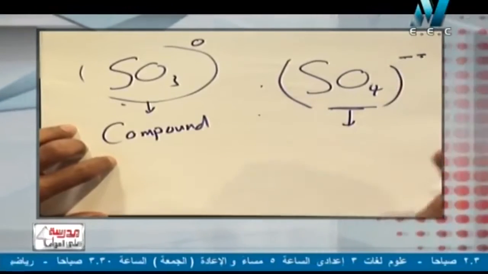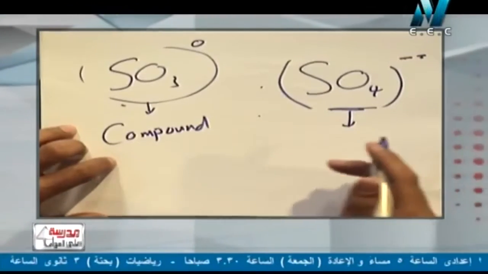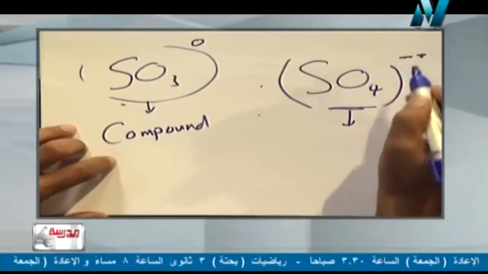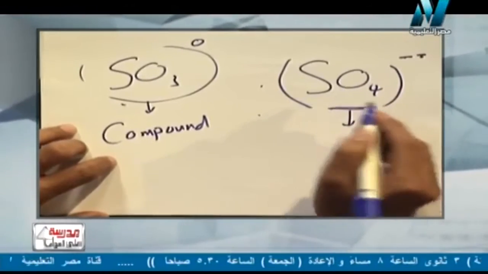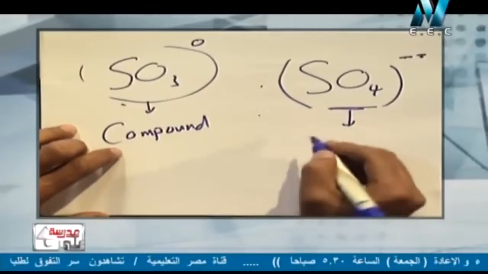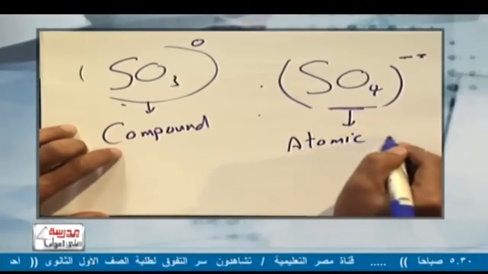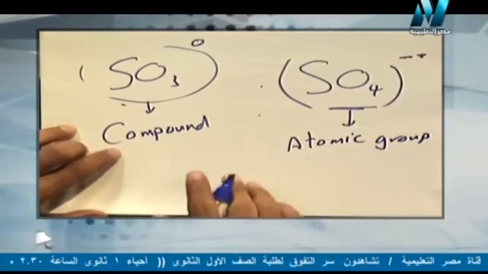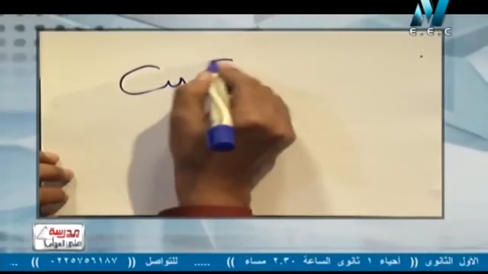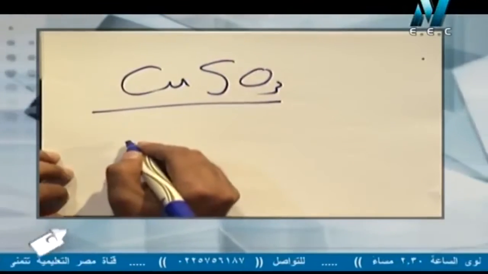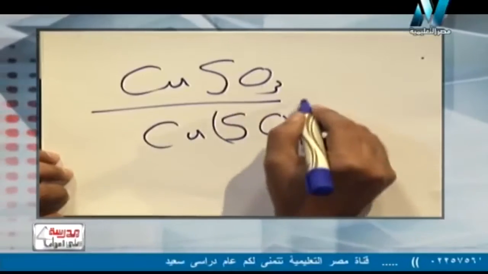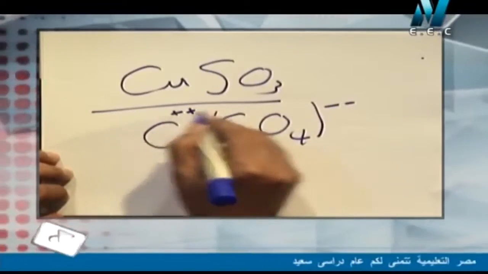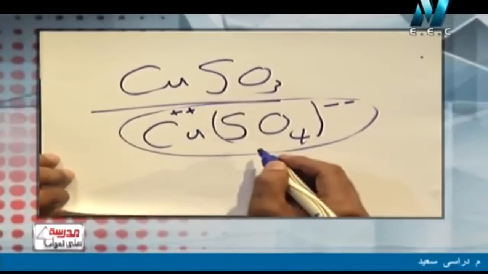Whatever the valency, negative 1, negative 2, negative 4, positive, if there is a valency for two different types of atoms combined together, it is not a compound. It is an atomic group. What is the importance of this? I can't say CuSO3, it's wrong. I can say CuSO4, because SO4 is negative 2 and Cu is positive 2, so now they form a compound.